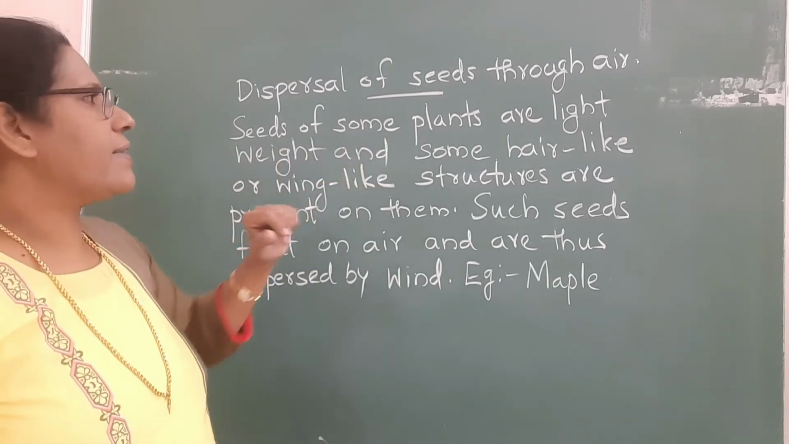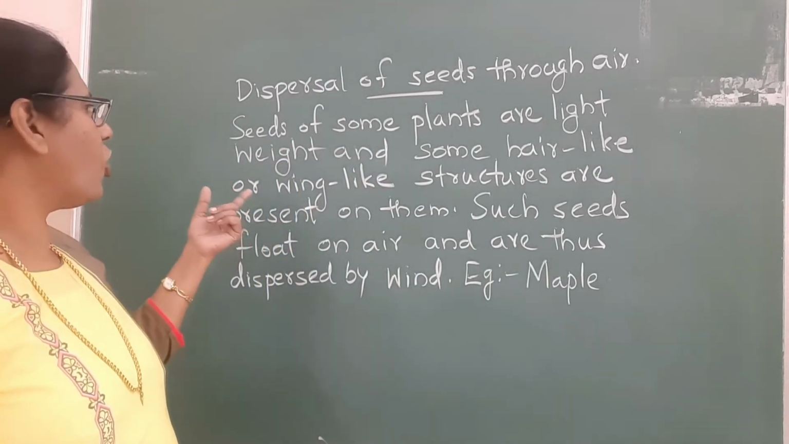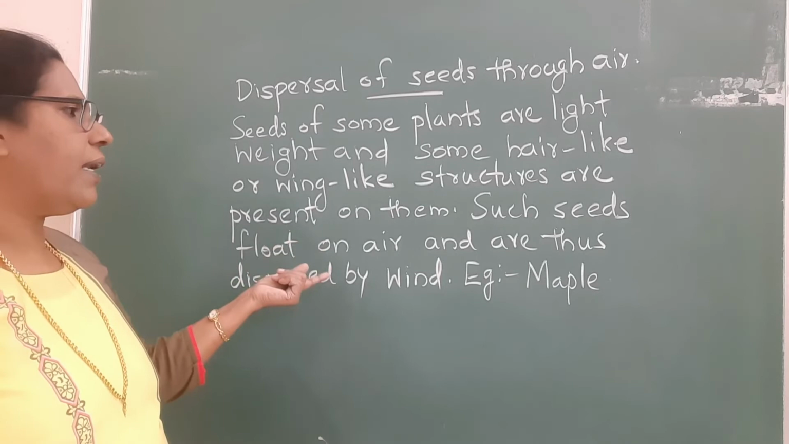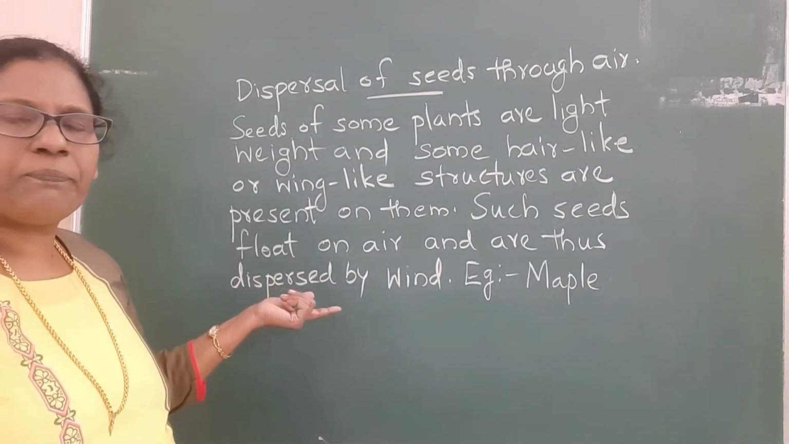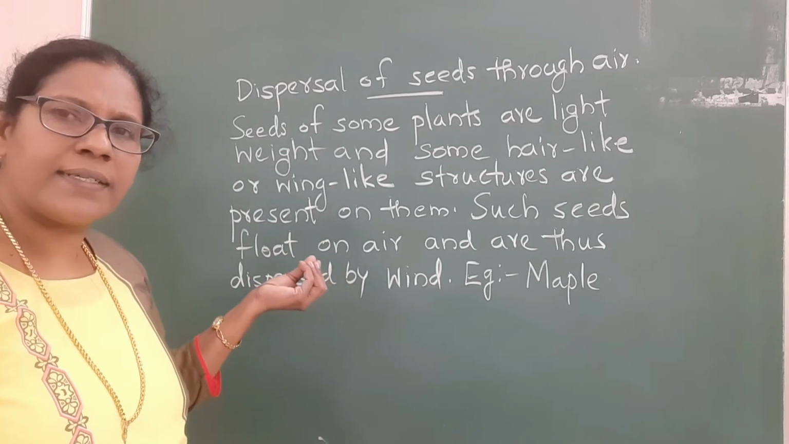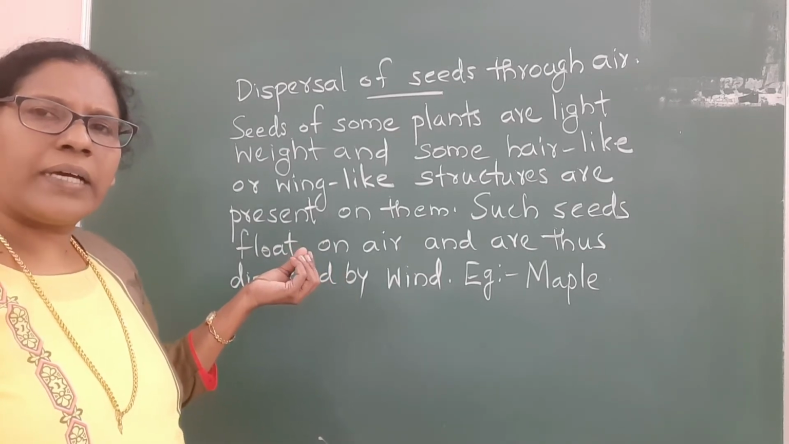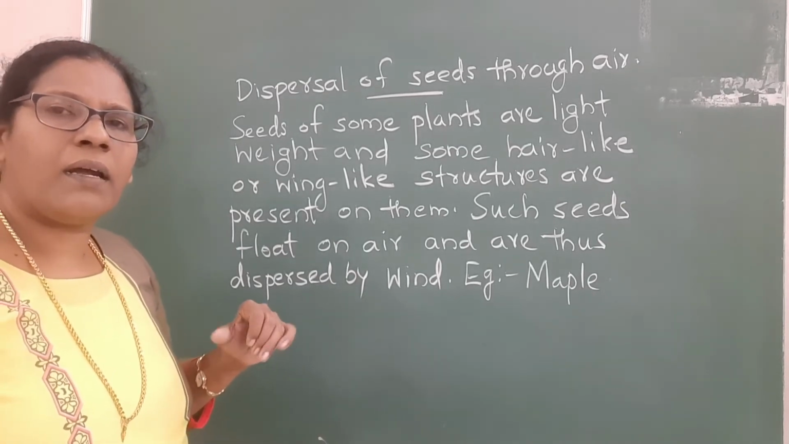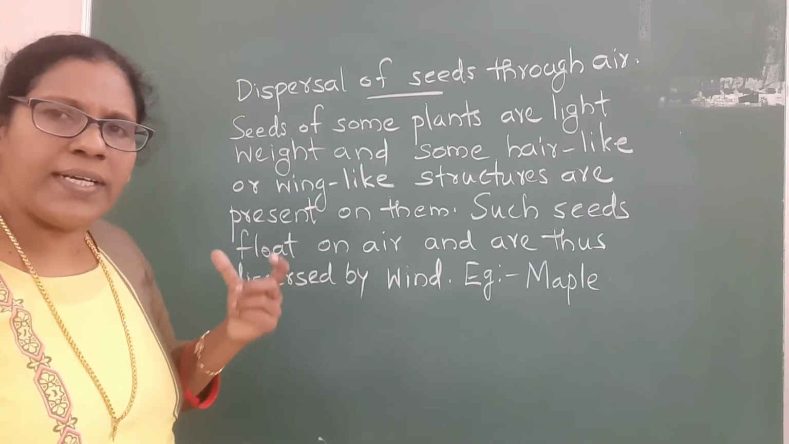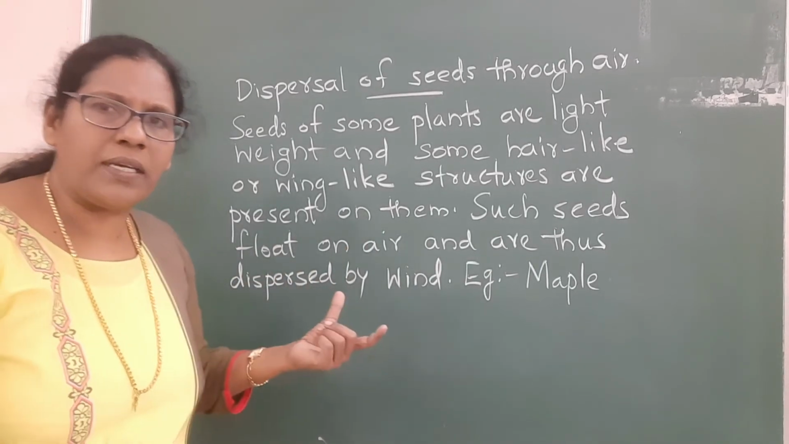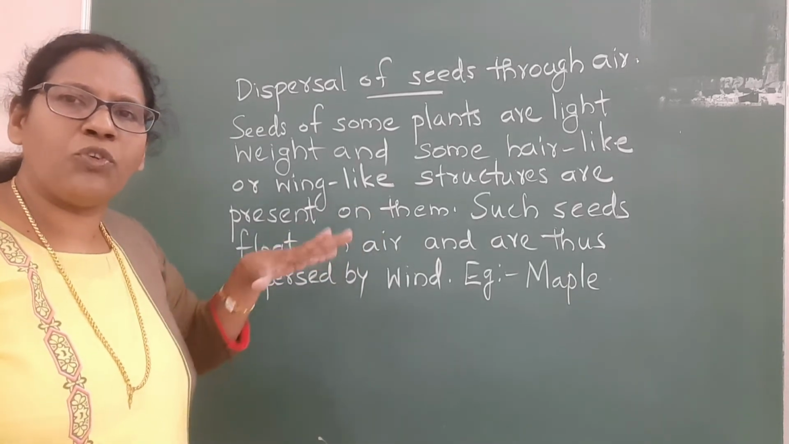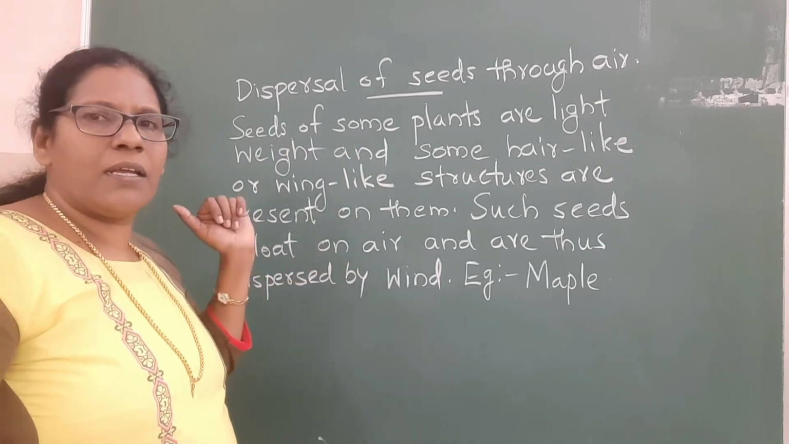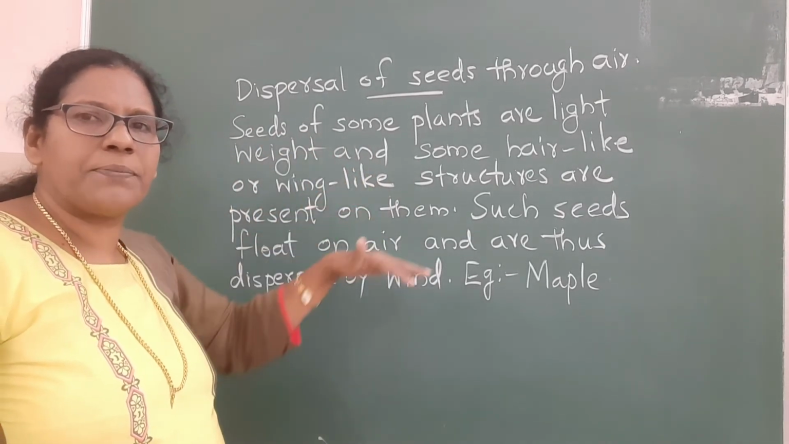And now dispersal of seeds through air. Seeds of some plants are lightweight and some hair-like or wing-like structures are present on them. Such seeds float on air and are thus dispersed by wind. Some of the plant seeds have hair-like or wing-like structure on them, and they are lightweight. So it is easy for them to float on air, and the wind can carry them from one place to another place and disperse the seeds.